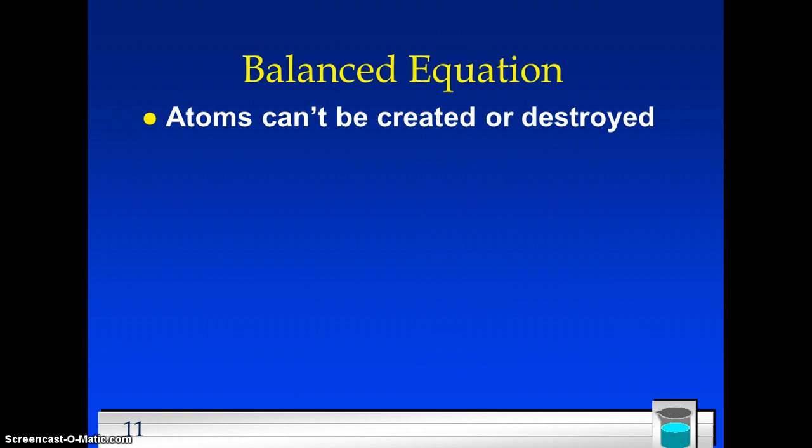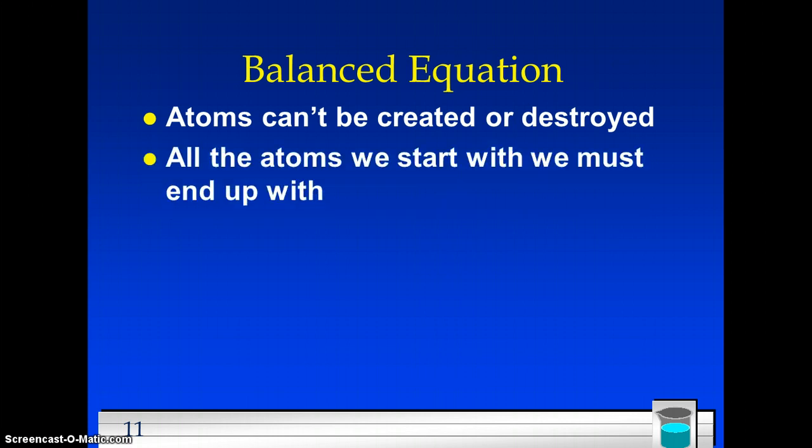We realized this when we talked about Antoine Lavoisier. I can't say his name. Lavoisier. He had the law of conservation of mass. All the atoms we start with must be the same ones we end up with. So we can't create new elements by putting things together. We can only rearrange what we have.